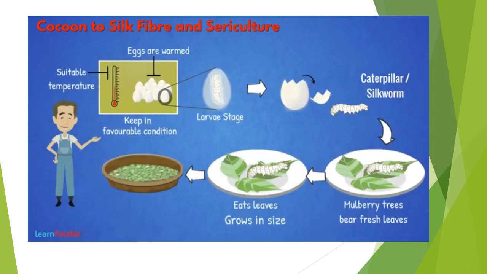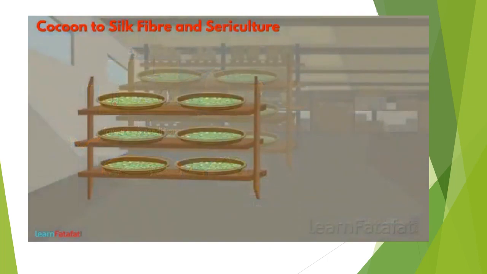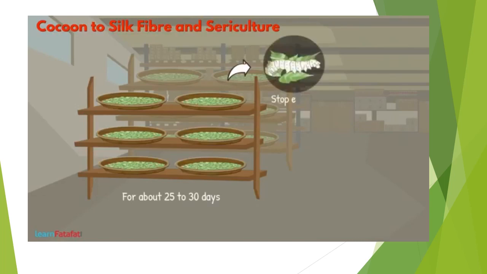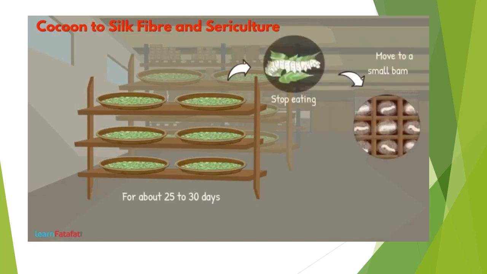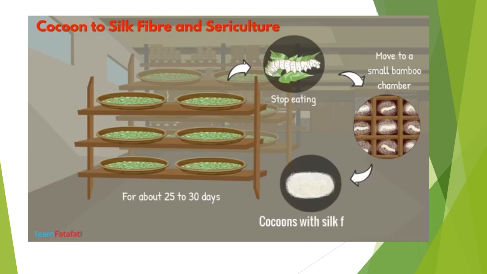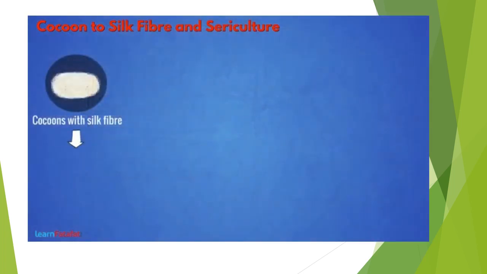Along with mulberry leaves, the silkworm is kept in clean bamboo trays for about 25 to 30 days. After this time, the caterpillar stops eating and moves to a small bamboo chamber. They create a net around them and produce a cocoon with silk fiber. Inside the cocoon, the caterpillar develops into a silk moth.